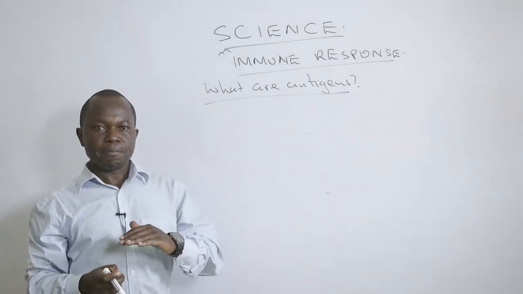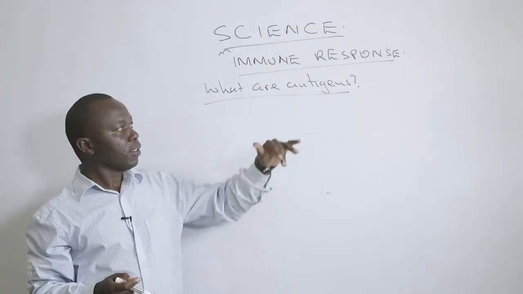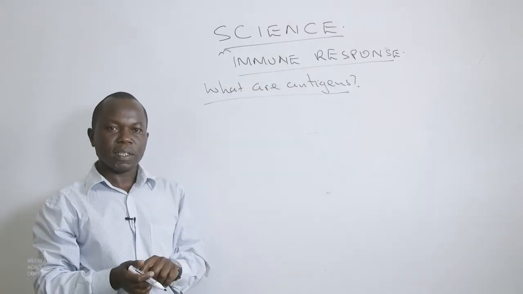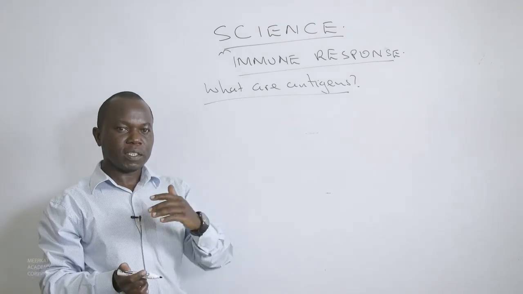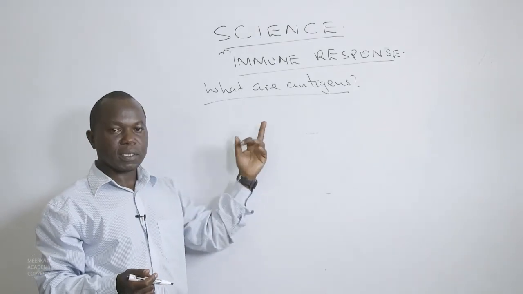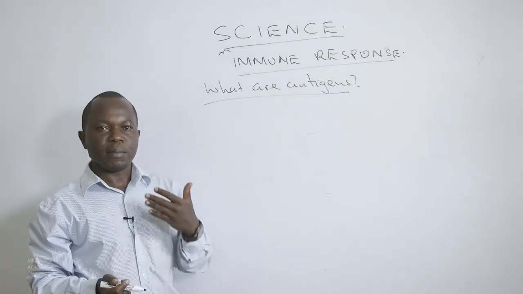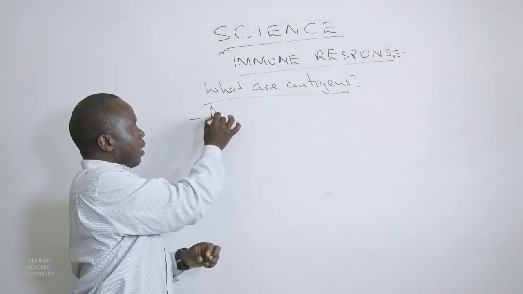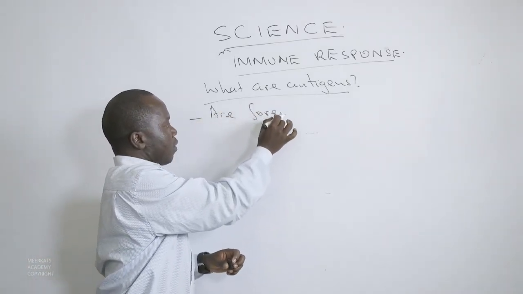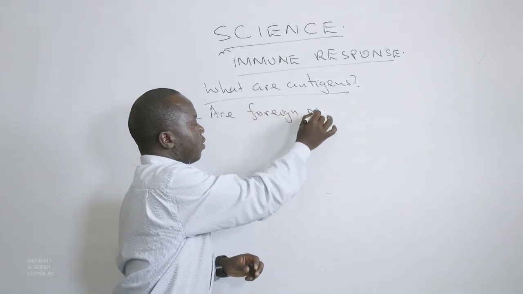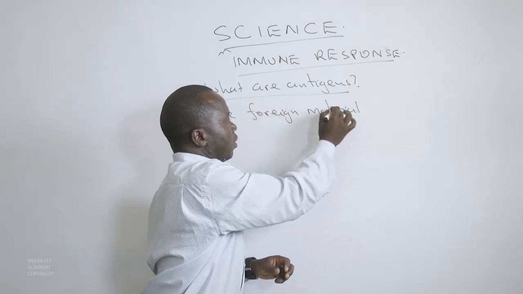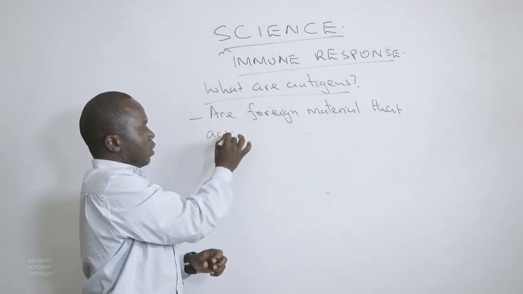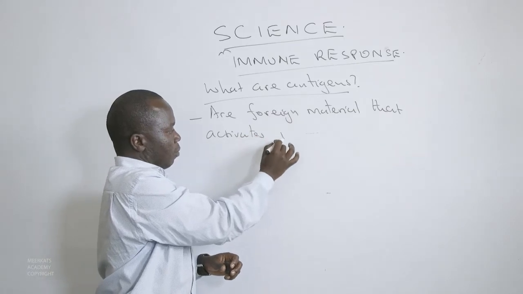So I think in my first part of immune response, when we were explaining this, I've already gone through the meaning of that. So these are structures or substances, foreign materials, that will activate the immune system. Foreign material that activates the immune system.